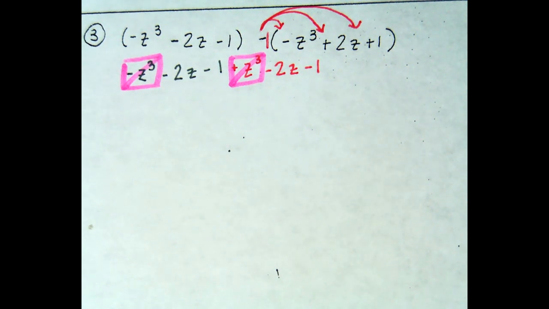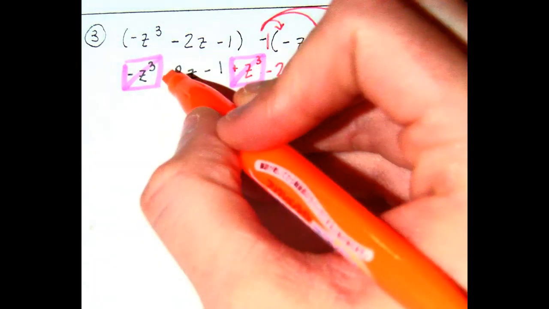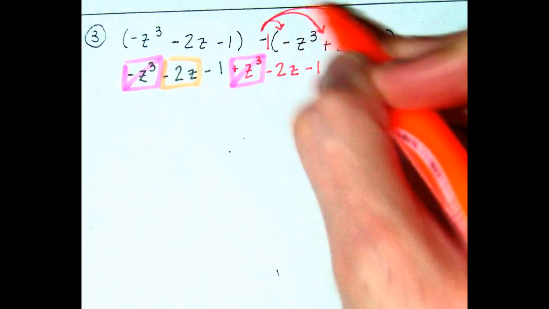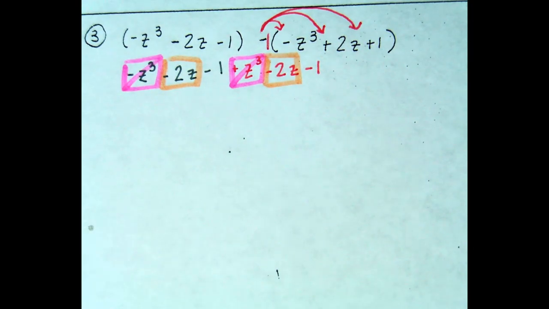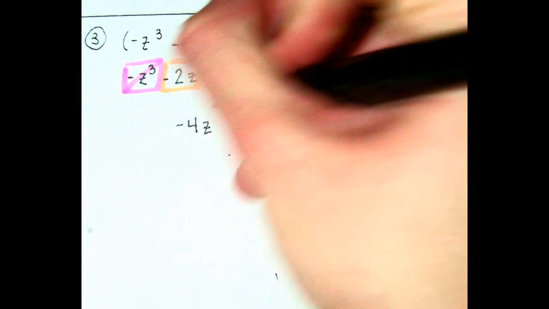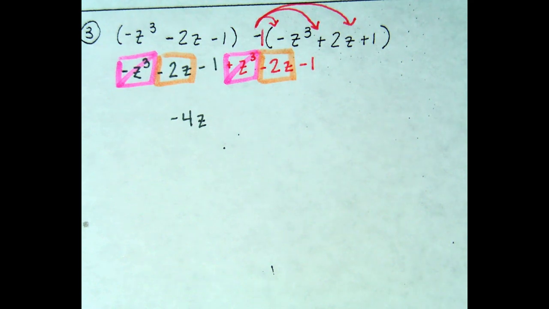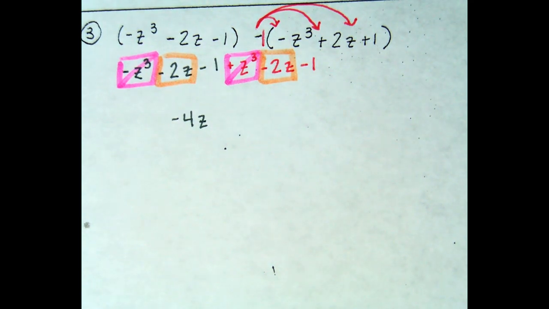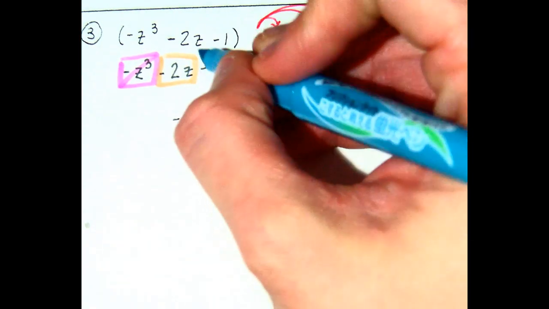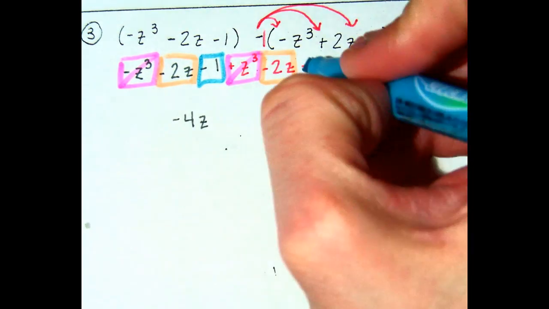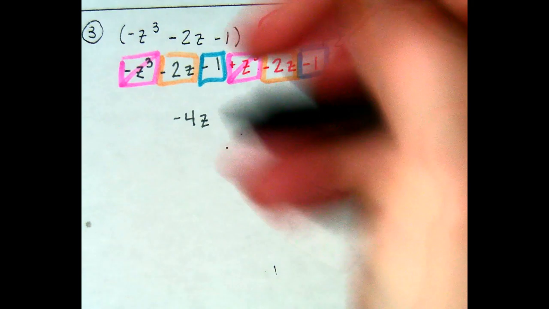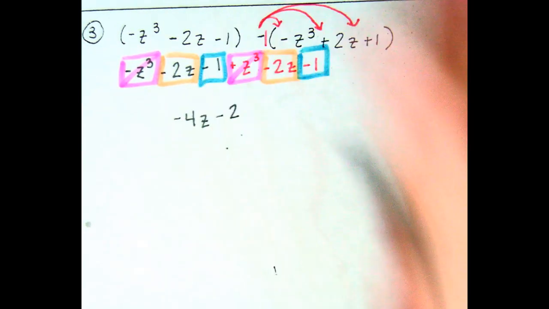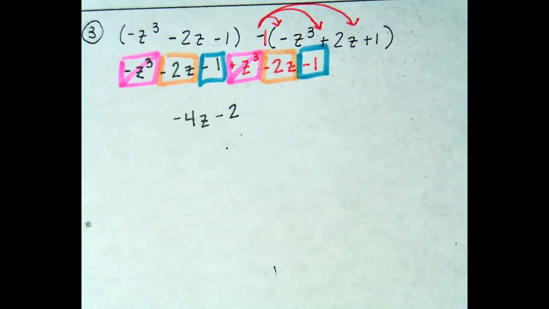Okay, what else is in common? Negative 2z, negative 2z. What is negative 2z plus negative 2z? Negative 4z. Okay. Anything else? Okay, negative 1 and negative 1, and you told me that becomes what? Negative 2. Is that in standard form? I'm done.